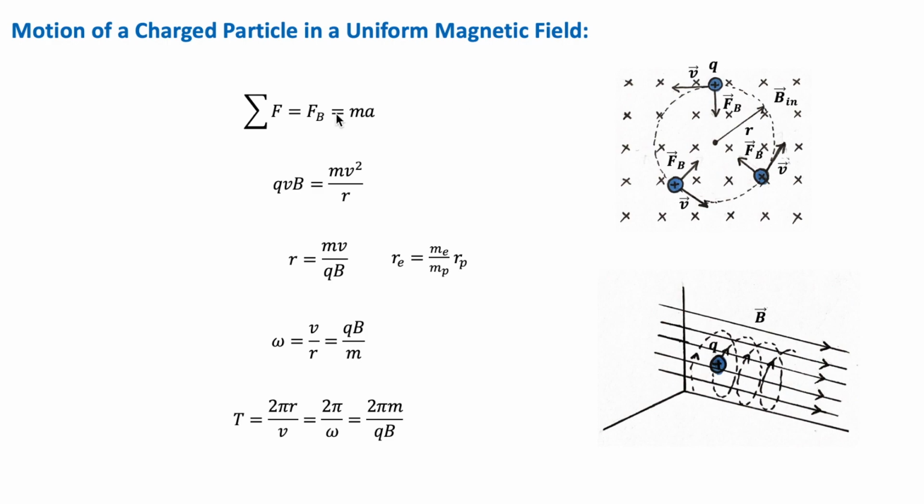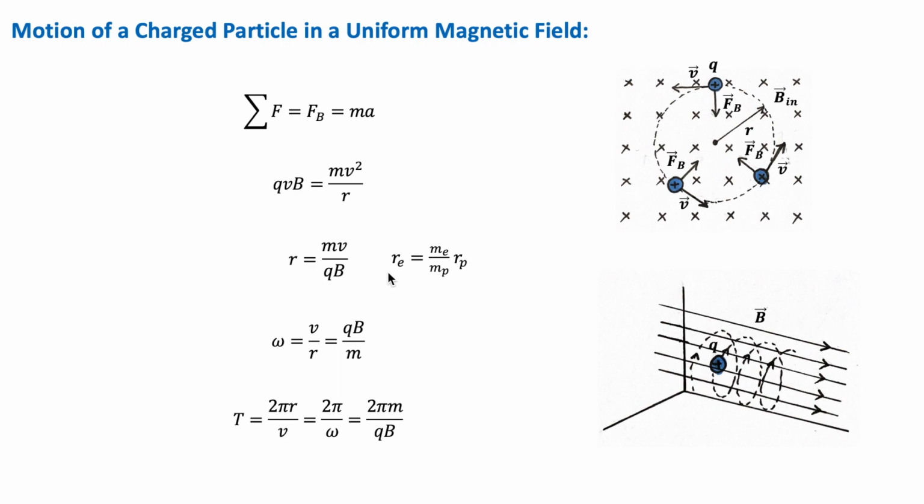And so the net force on the particle is Fb equal to ma, and a is the centripetal acceleration given by v squared over r. The magnetic force is qvB, and from this we get the radius of the circular path of the particle in this magnetic field, equal to mv over qB. As you can see, the larger the linear momentum mv of the particle, the larger the radius of the path will be, right? And also, the larger the charge of the particle or the magnetic field, the smaller the radius.